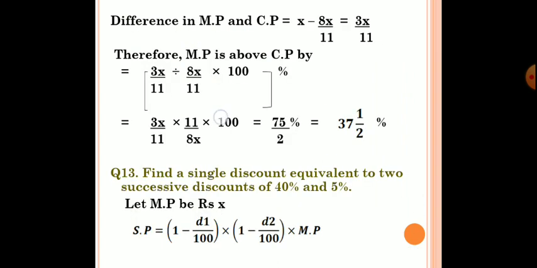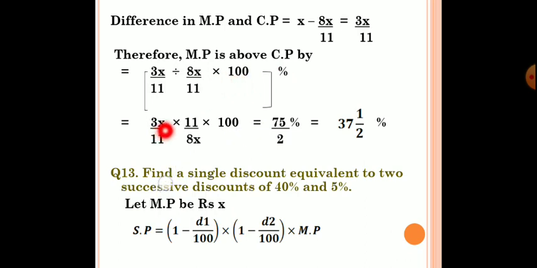Now we will find the difference in the marked price and cost price, that is x minus 8x by 11. Here we will take the LCM as 11, and in the numerator we will have 11x minus 8x, which is equal to 3x by 11. Therefore, we need to find by how much percent the marked price is above the cost price. So, we will write the difference of marked price and cost price divided by the cost price into 100. Since we have to find the percentage, we have multiplied by 100.